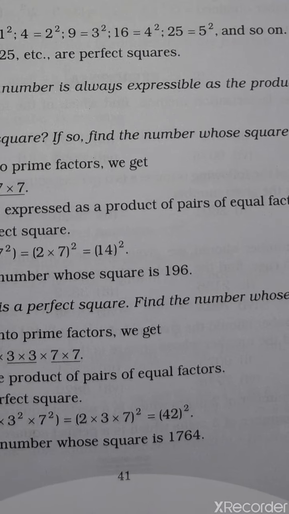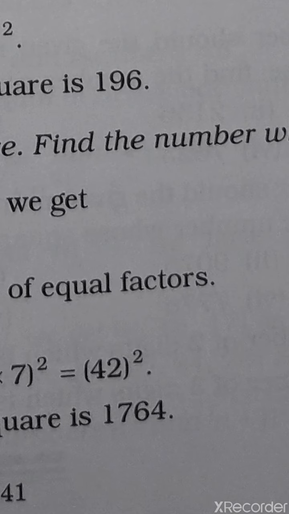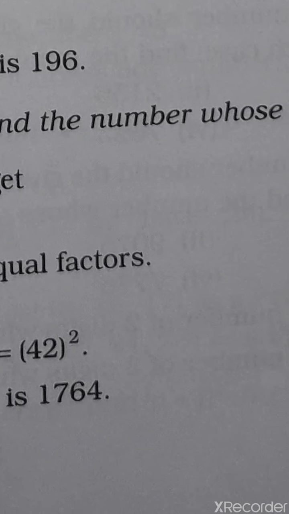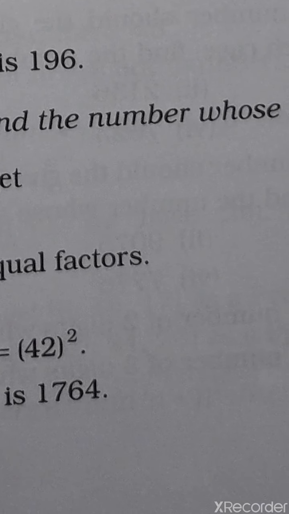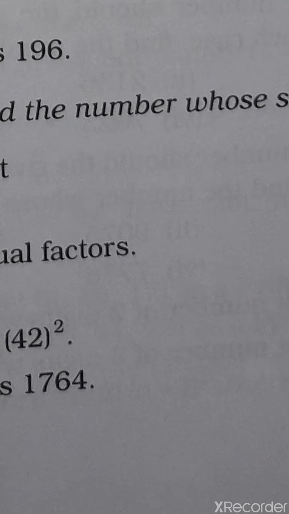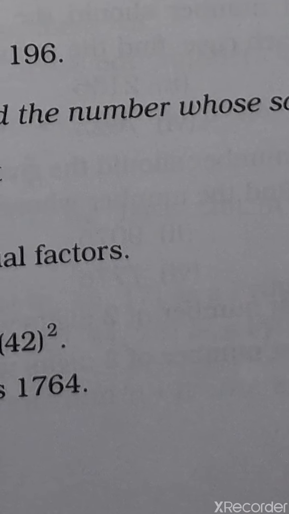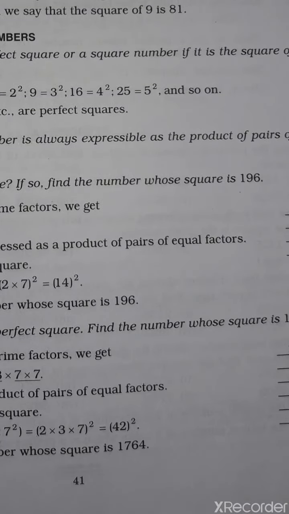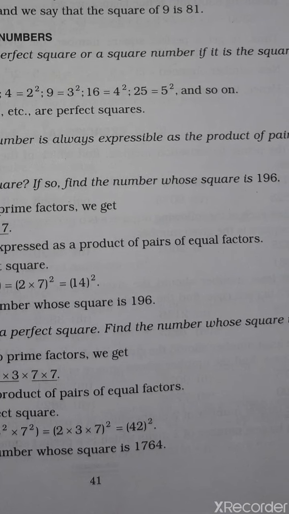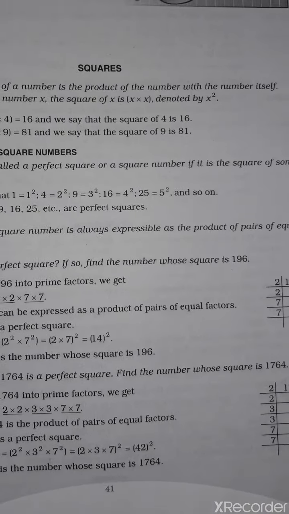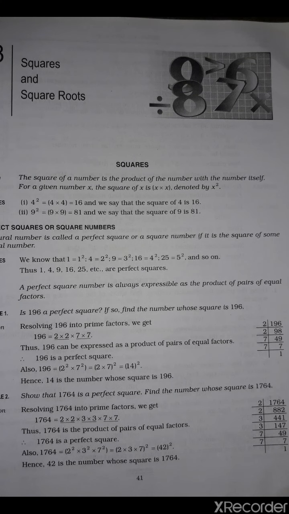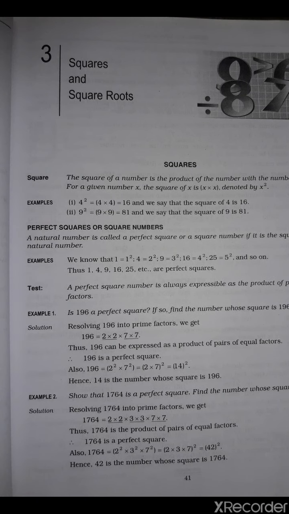Now we can write them in this form: 2 multiplied by 3 multiplied by 7, to the whole square. Now the product of 2, 3 and 7 is 42. Thus 1764 is the square of 42. And it's a perfect square because 42 is a natural number.